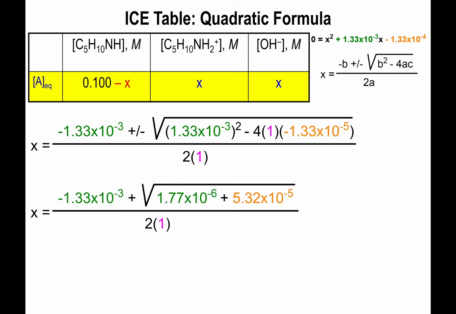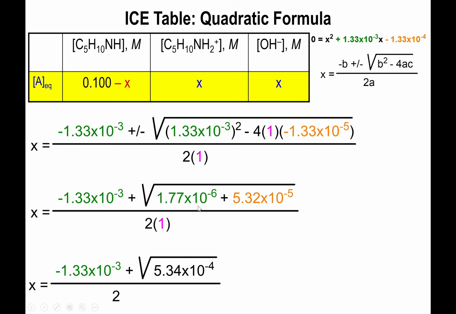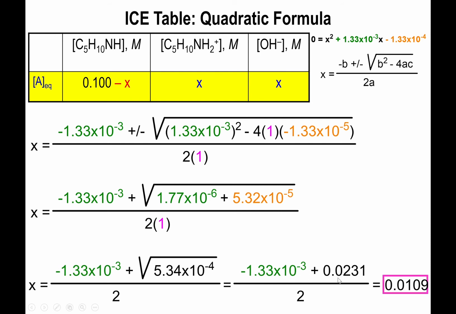So we multiply negative 4 by negative 1.33 times 10 to the negative 5. That generates the positive number you see here. We also square the 1.33 times 10 to the negative 3 to get the 1.77 times 10 to the negative 6. Adding those numbers together and taking the square root of it ultimately generates the value that you see here. So adding that to negative 1.33 times 10 to the negative 3 and dividing by 2 tells us that the value of x is 0.0109.